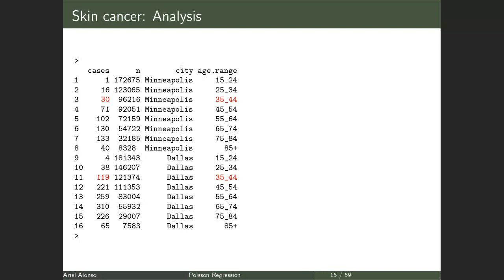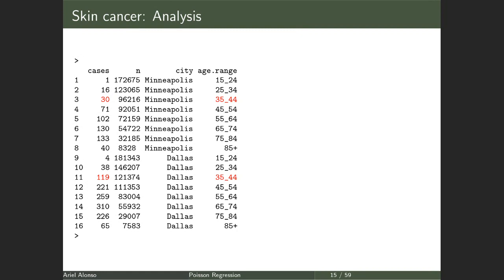Now, there is another issue that we need to take into account in Poisson regression. And that issue is the window. As I told you before, with the Poisson distribution you try to model the number of events that happen in a fixed time interval or in a fixed region of space. So you have a window in which you count the events.